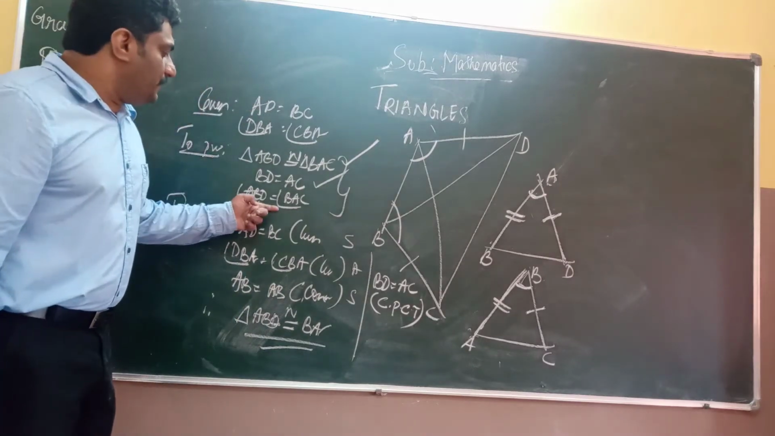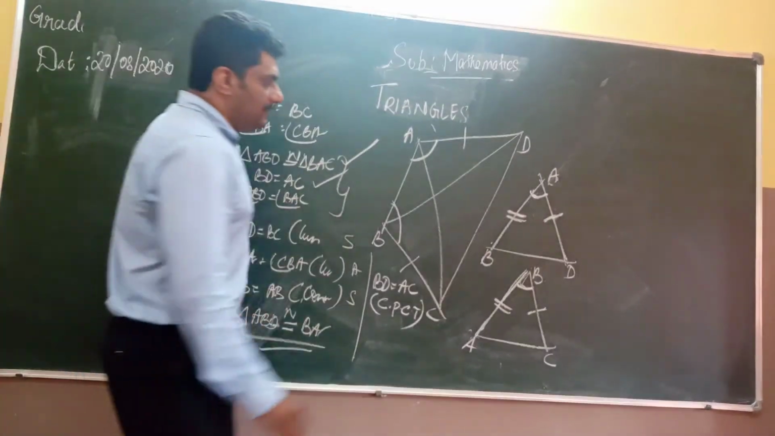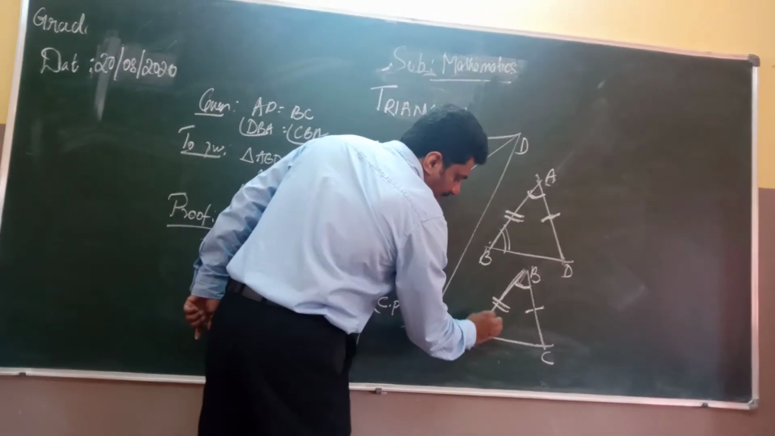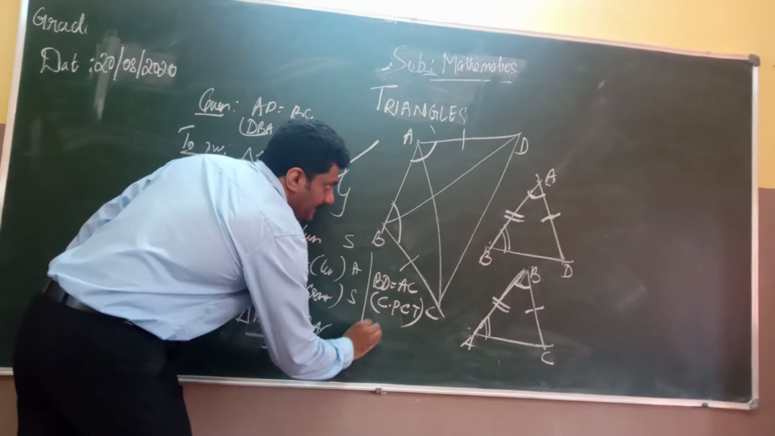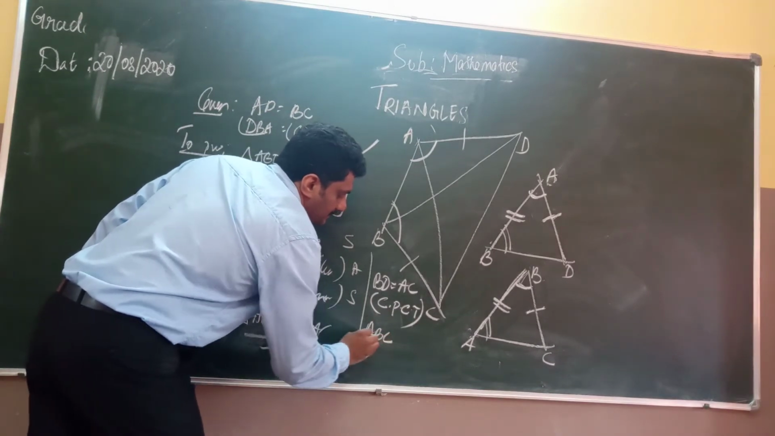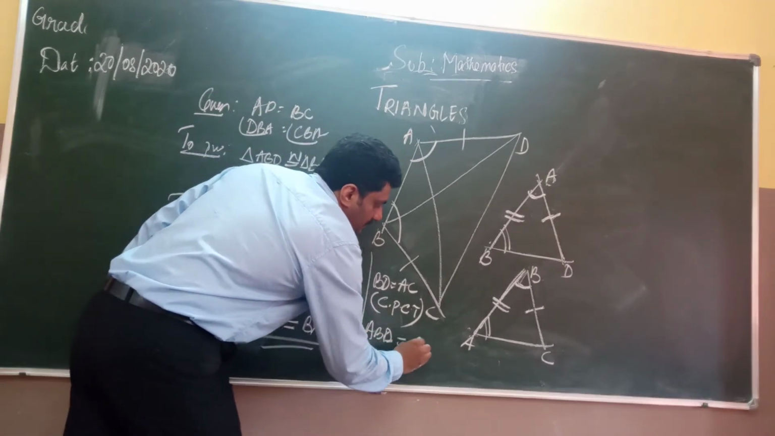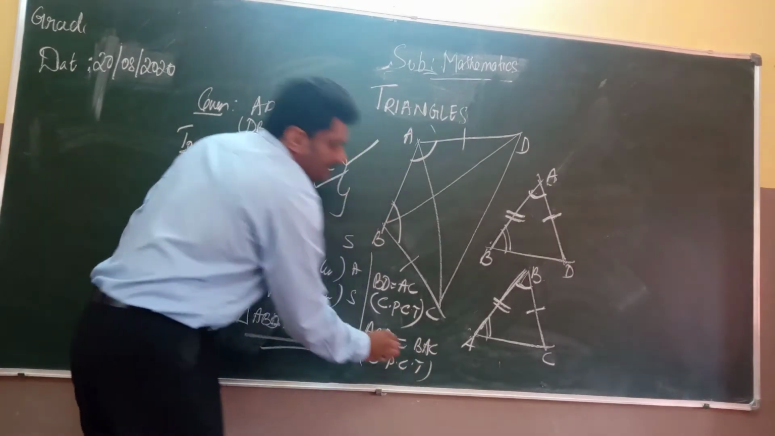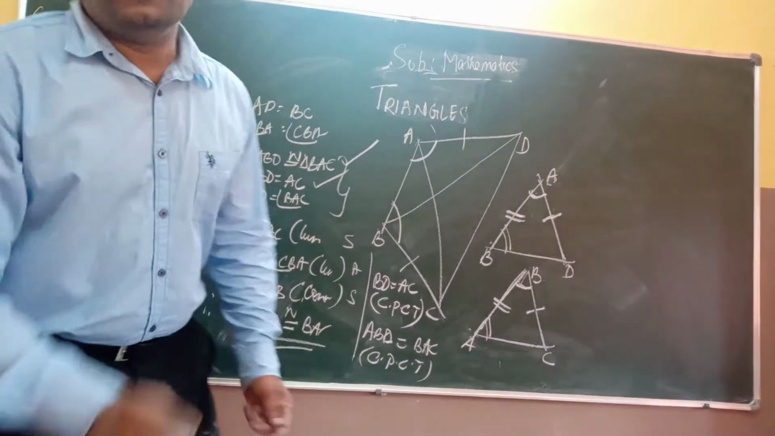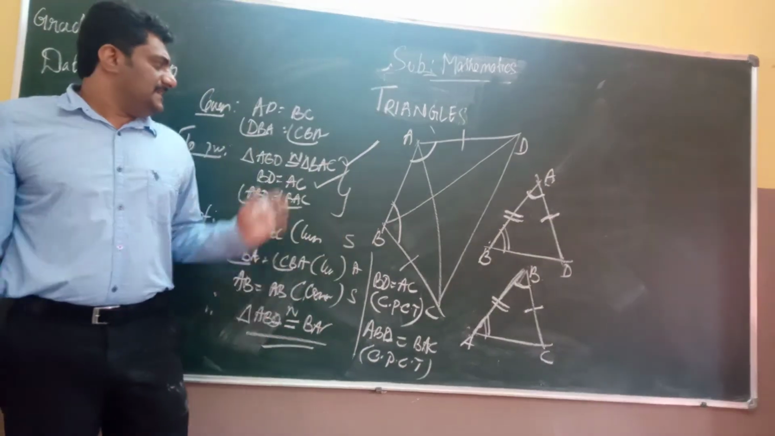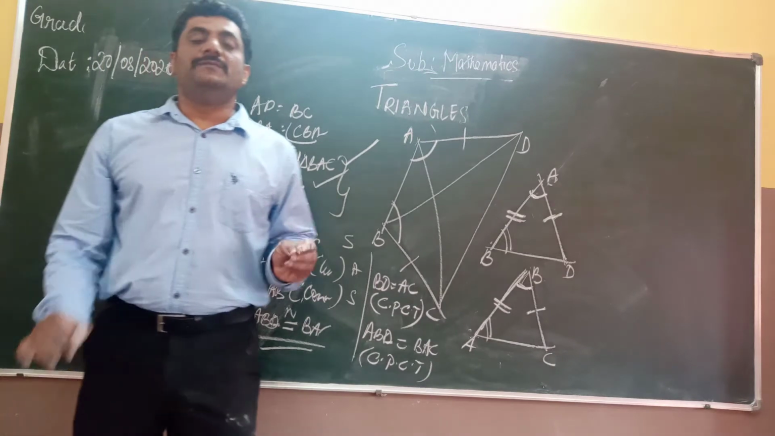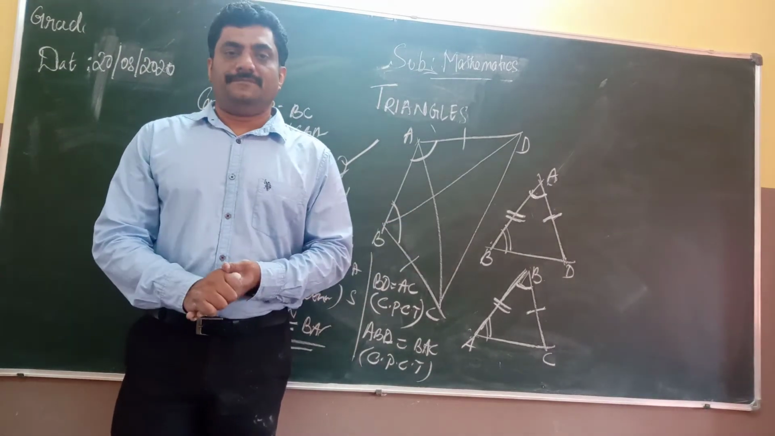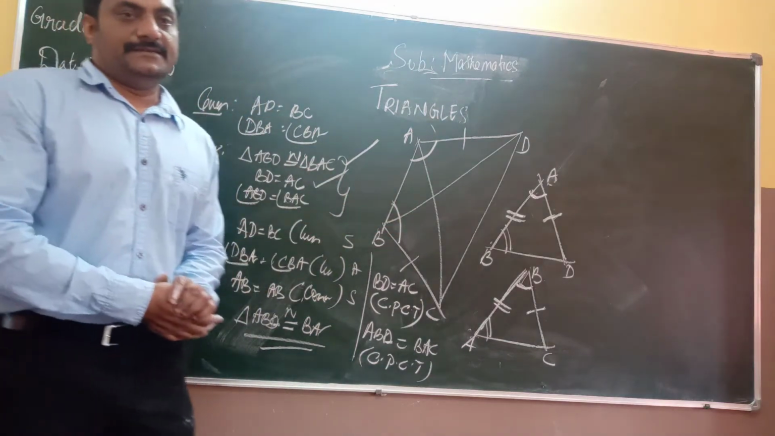Third one, do we have angle ABD and angle BAC there? See here, same place we have. Again, you can write angle ABD is equal to angle BAC, CPCT. So once you prove congruent triangles, the rest will follow. Most of the time it will be CPCT. Okay, this is how we prove it. Just have it.